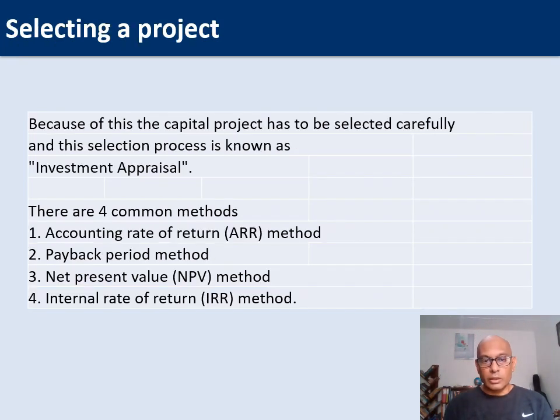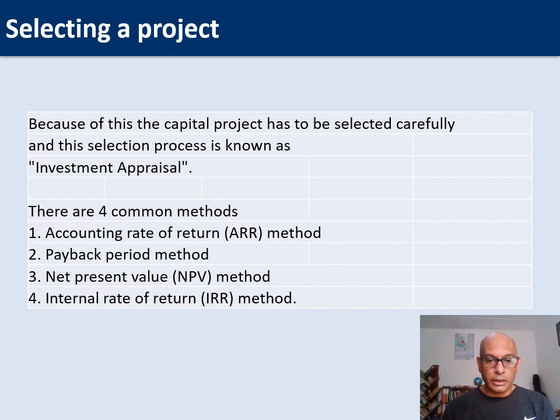Because these projects have to be selected very carefully, we use a process called investment appraisal to select these projects. Investment appraisal is a common topic which is taught in finance, and there are four common methods. The first method is called the accounting rate of return method. For short, we call it the ARR method.